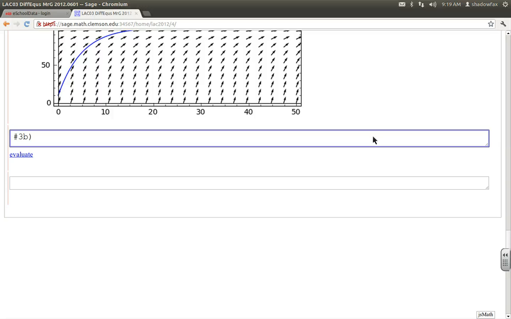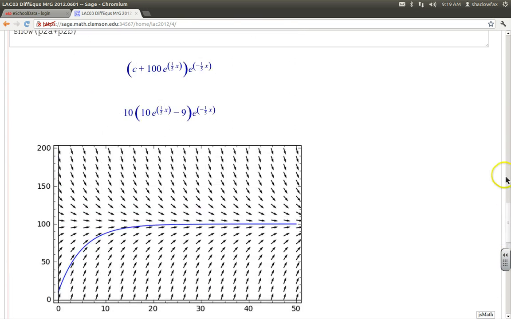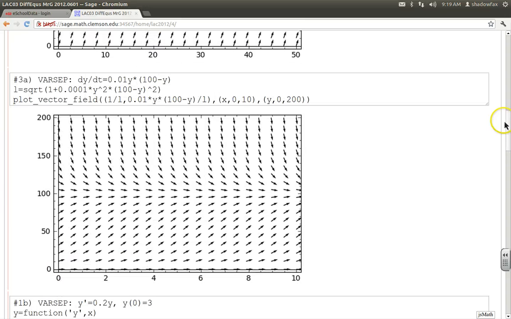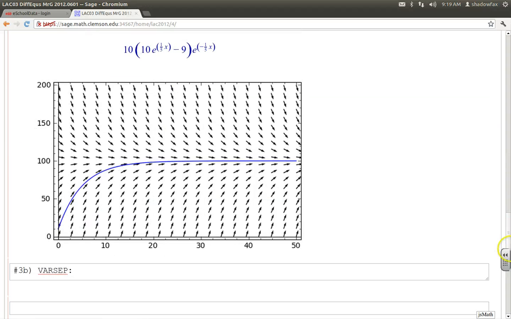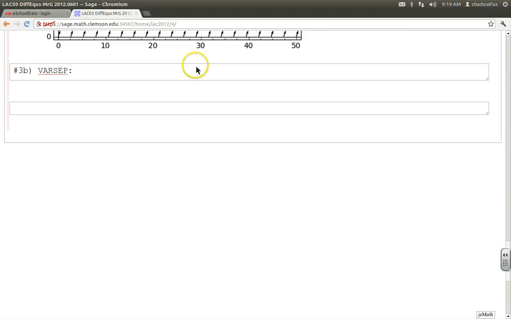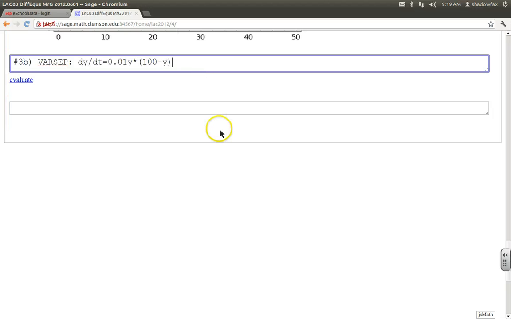All right, 3B, we're still doing variable separable just for warm-up. Wait until we get into the real stuff. And I think what we plotted was, let's just double check what 3A says. 3A says we're plotting this. Okay. So we're still doing that here, but we're going to plot some solution curves on top of the slope field. So to get a solution curve, we need an initial condition.